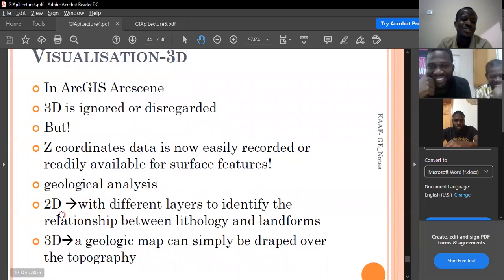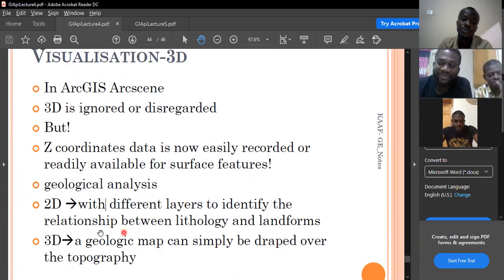All right. So in 2D, we can do different layers, identify relationships between lithology and so on. But in 3D, we can drape. We can cover a terrain, an undulating surface, with, say, NDC and NPP. Can you imagine that? If you can have a 3D model of Accra draped with NPP and NDC. That would be interesting, isn't it?